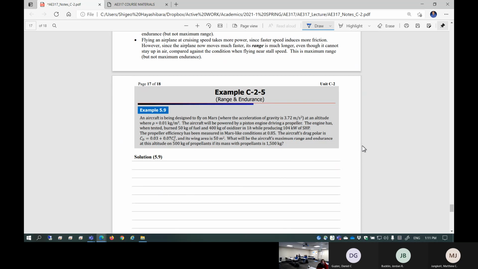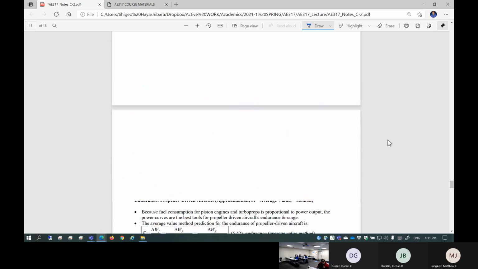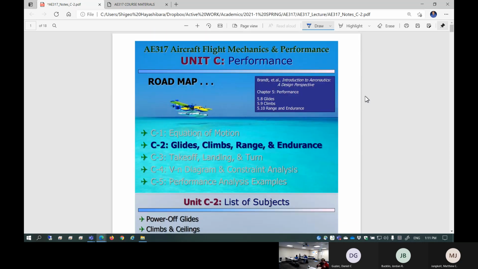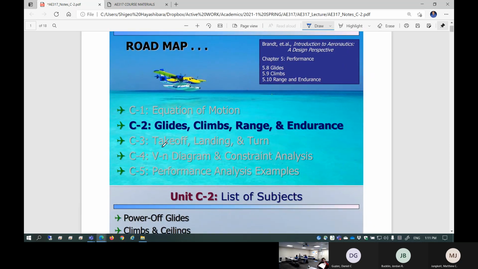All right. So next, just to stop here today. Next class, actually next week, we are going to finish up Unit C2 and get into Unit C3. Unit C3 is takeoff, landing and turn performance. We're going to look at the takeoff distance, landing distance, what the constraints are, and also turning radius and vertical and horizontal turns for the airplane. Of course, the good stuff. It's basically how strong your airplane is that comes into play. Load factor and all that.